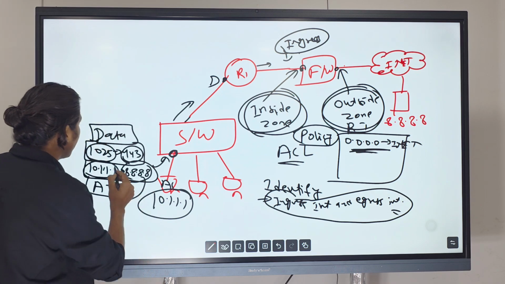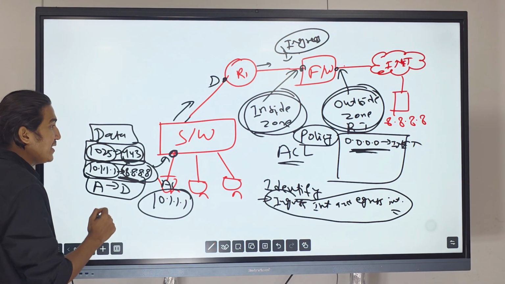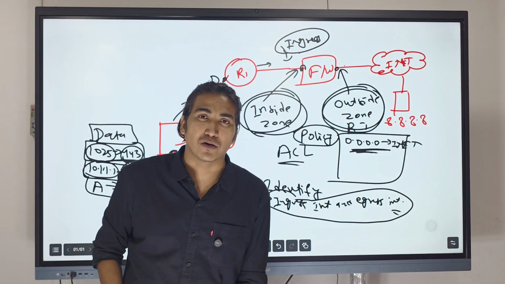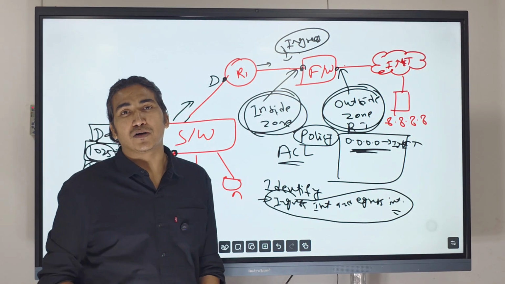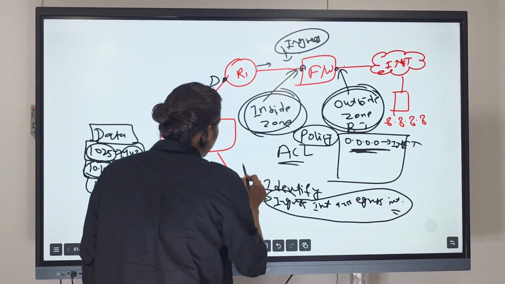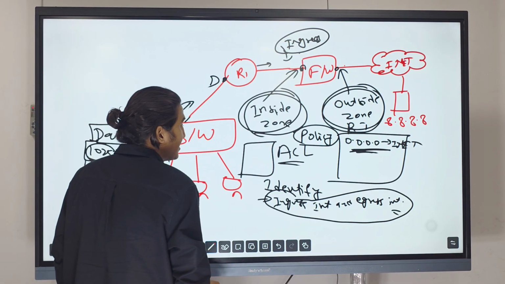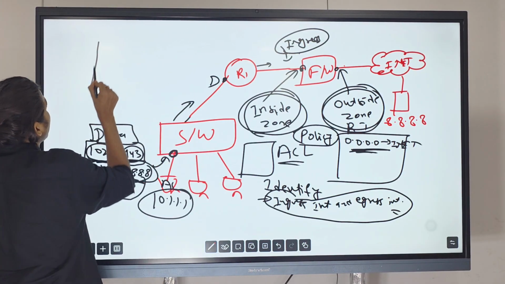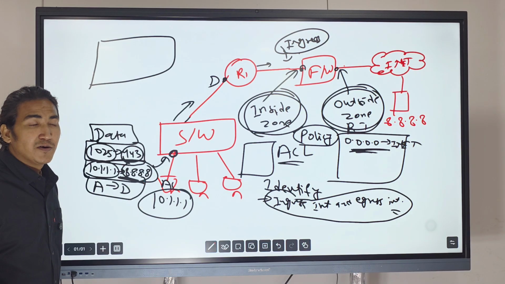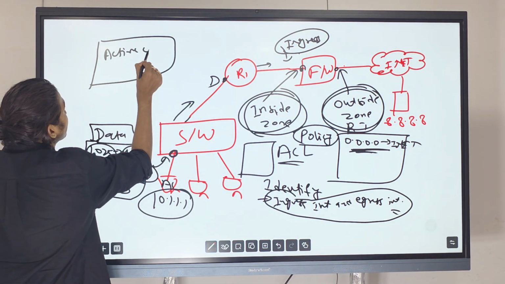All these things should be allowed: port number, source port, destination port, source IP, destination IP, and zone, from inside zone to outside zone. If traffic is allowed, then the firewall will build a connection table. It is going to maintain a connection table. It will make one new table called the connection table, or you can say stateful table, active table, where it will store all the active connections.